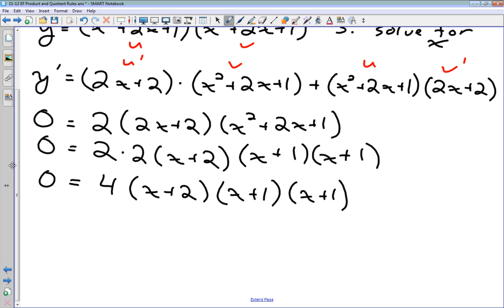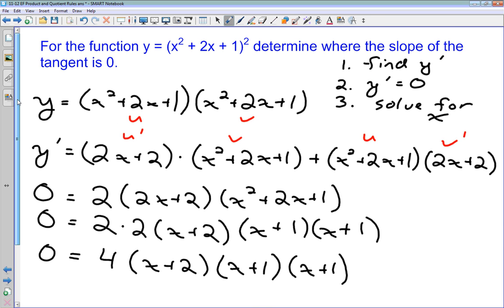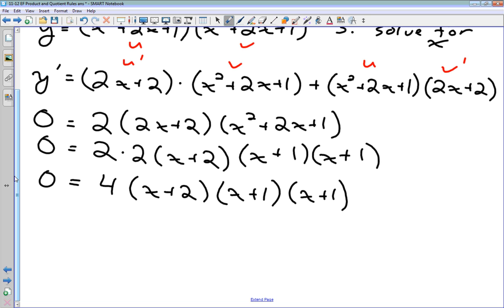So what x values are going to make the slope of the tangent equal to 0? An x value of -2 and an x value of -1. X plus 1 here. Oh, thank you. So if I factored out that 2, I have an x plus 1. So we only have one solution then, x equals -1, which occurs 3 times.